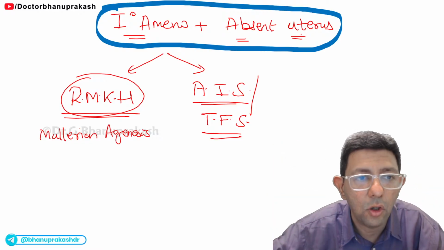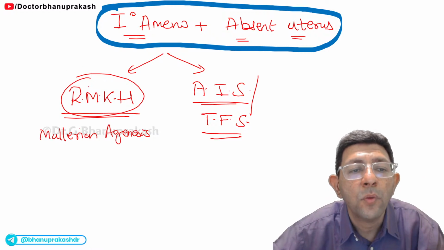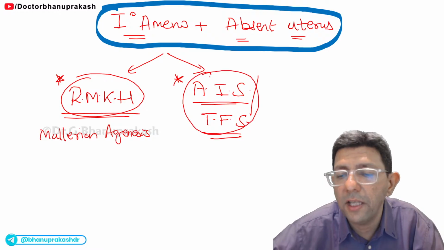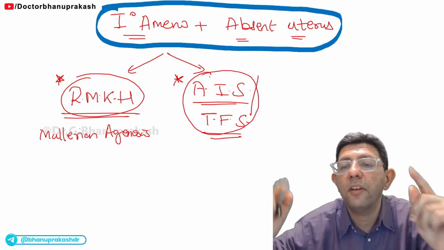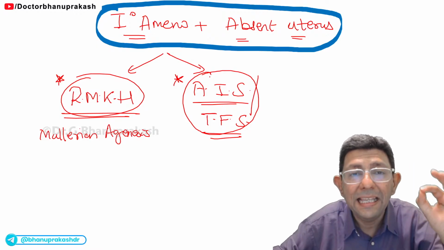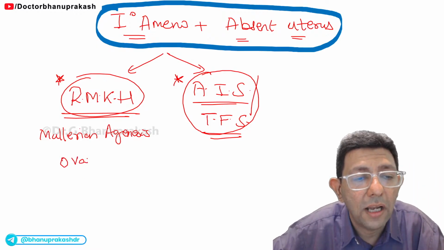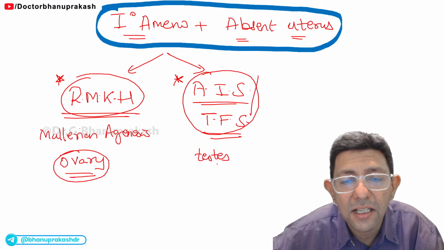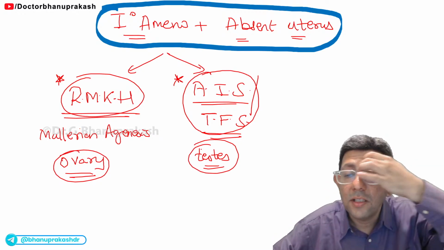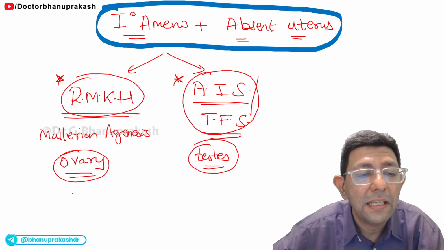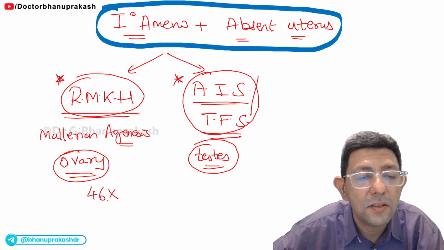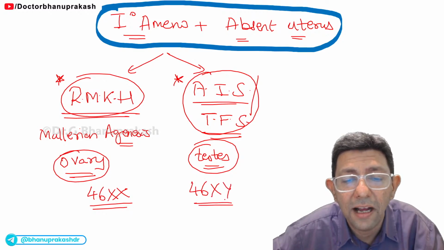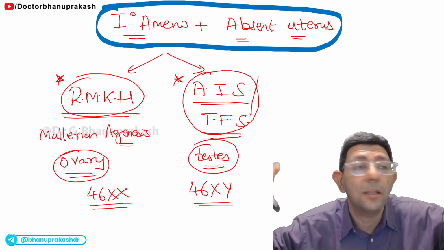In the whole of gynecology, I have to keep only these 2 conditions in mind: primary amenorrhea with absent uterus is either RMKH or androgen insensitivity, also called testicular feminization. And how do you differentiate between both of them? In RMKH the gonad present is ovaries, and here the gonad present is testes. What is the karyotype? Mullerian agenesis is 46XX and AIS is 46XY. This is actually a boy, discovered later by mistake.